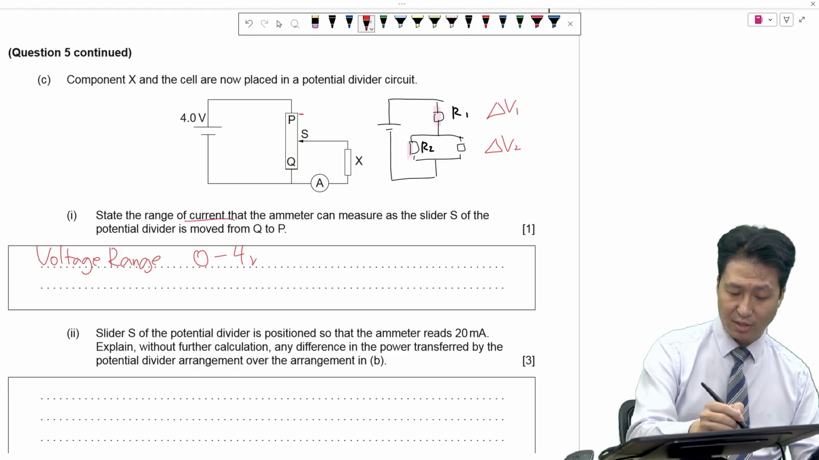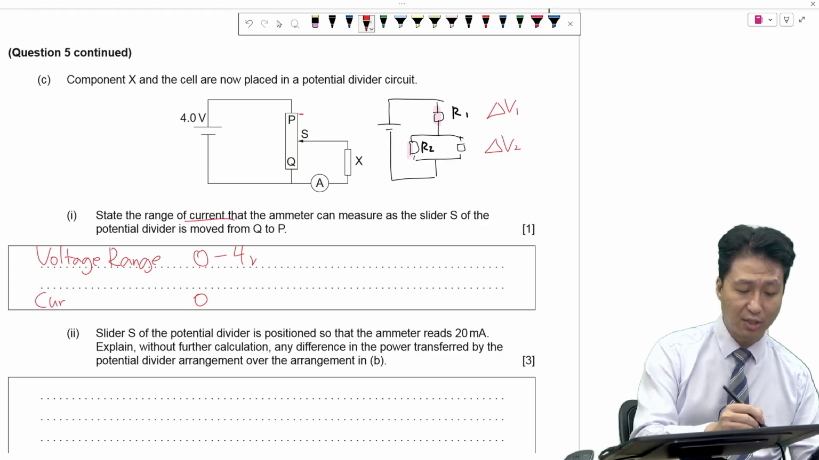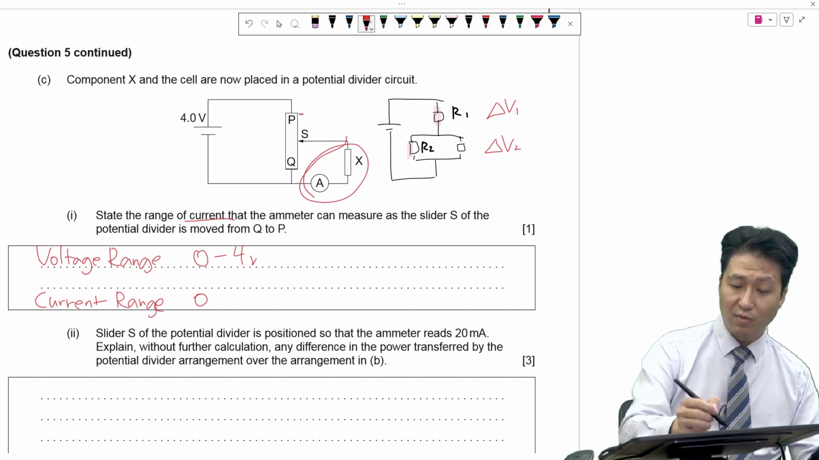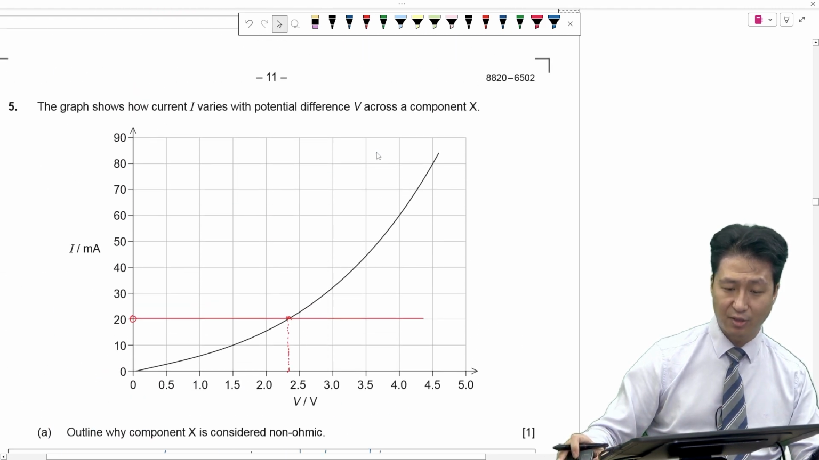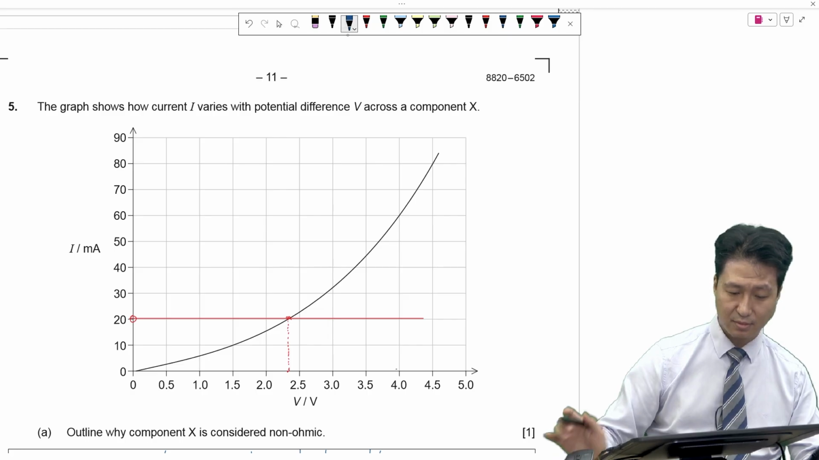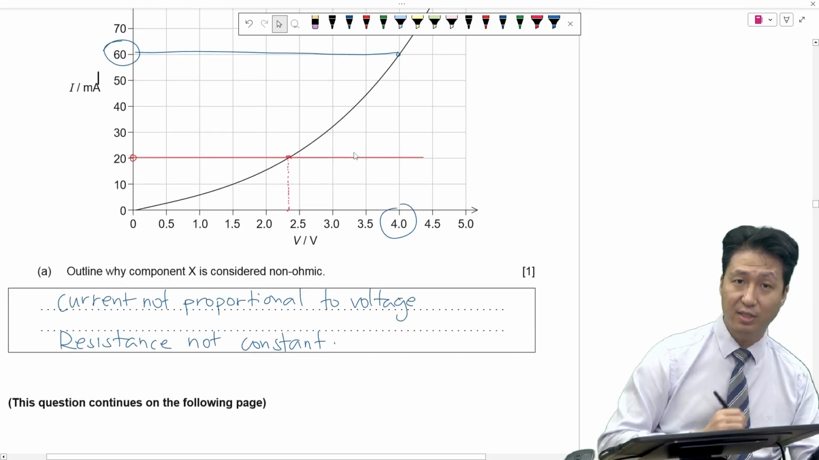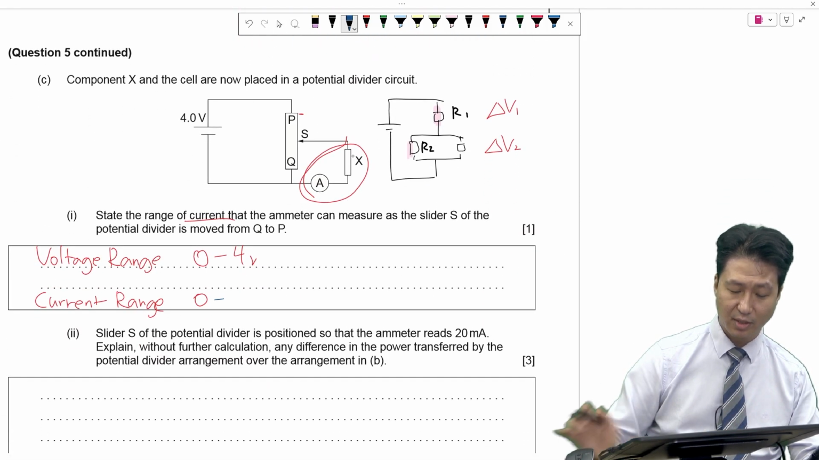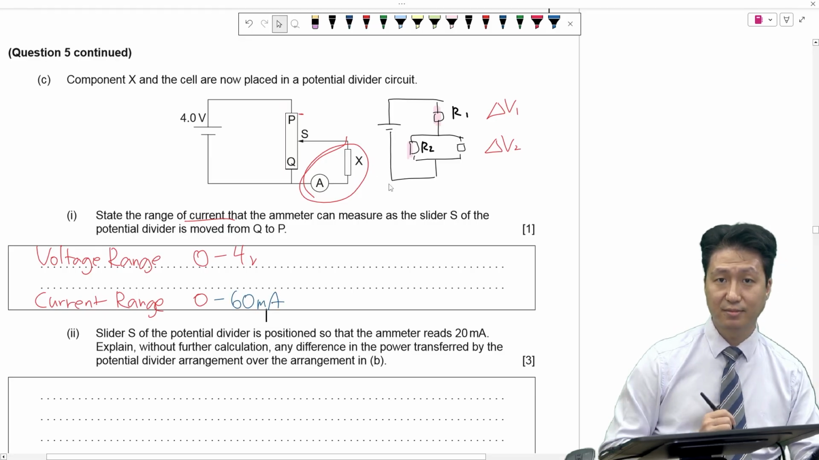But they're asking us for the current range. The current range, well, if you have 0 voltage, the current range will start at 0. And we have to find what is the current when the voltage is 4 volts. So we have to go back to the graph. And we can see that at 4 volts, the current will be 60 milliamperes. So the current range is from 0 to 60 milliamperes.